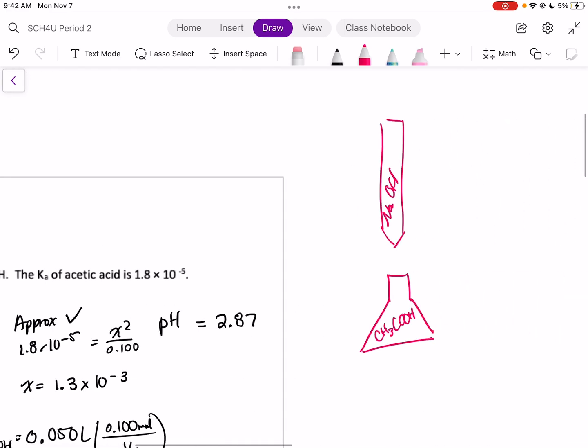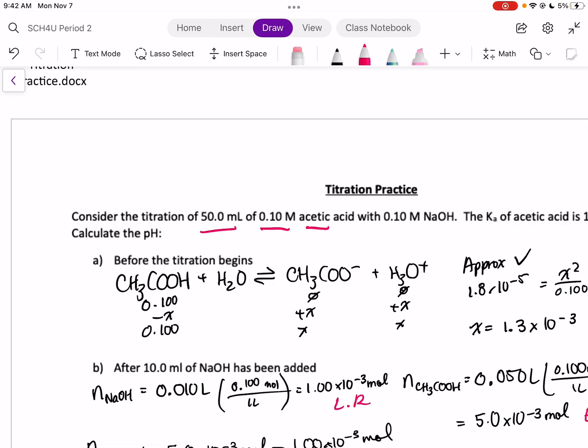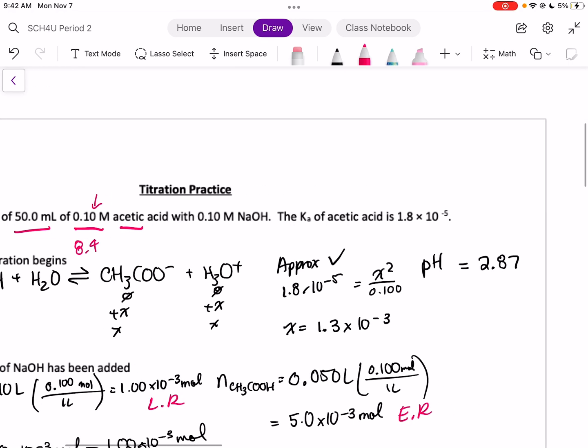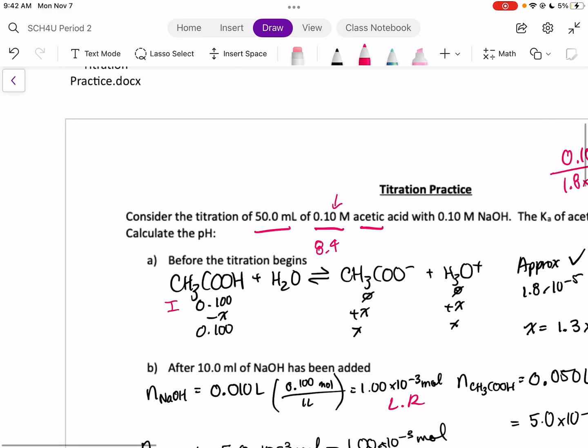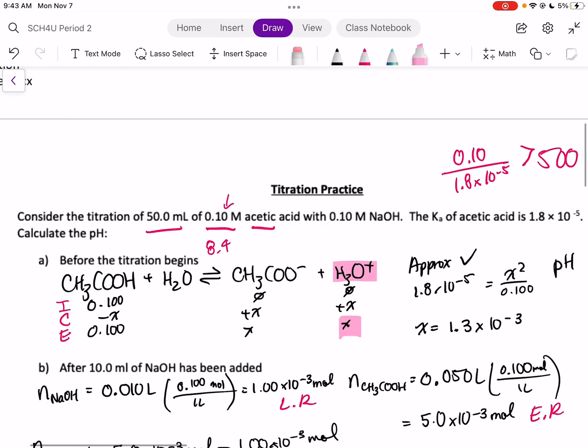Before the titration begins, I'm not considering anything about NaOH. I'm only concerned with what is the pH of what's in my Erlenmeyer flask. So I'm going to take the concentration given to me, and I'm going to use 8.4 to solve this question. I know that initially I have this. I can check my approximation method by taking 0.1 divided by my Ka. Since it's greater than 500, I know after the change, my equilibrium concentration will be the same as my initial. I'm producing acetate and hydronium.